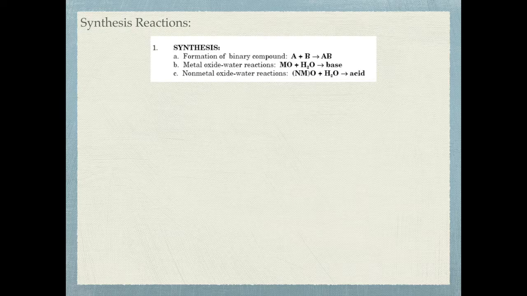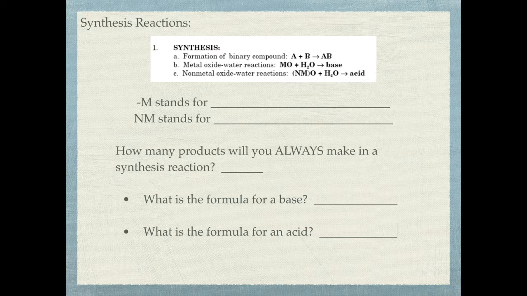And then for 1C, you have a non-metal oxide. For example, sulfur trioxide, SO3, that is a non-metal, sulfur, and oxygen, O, and it's going to react with water to form an acid. So those are your three different types of synthesis reactions. Let's actually see what all of this means.